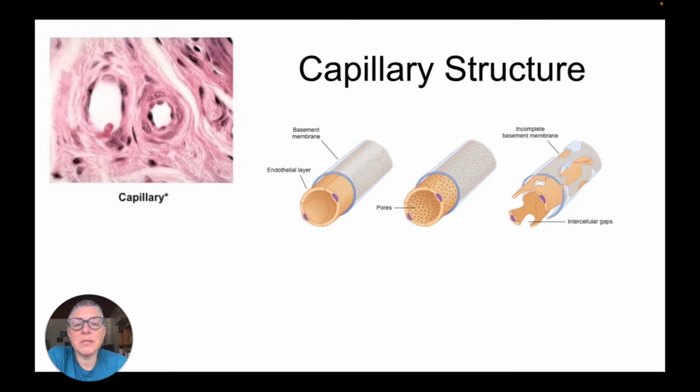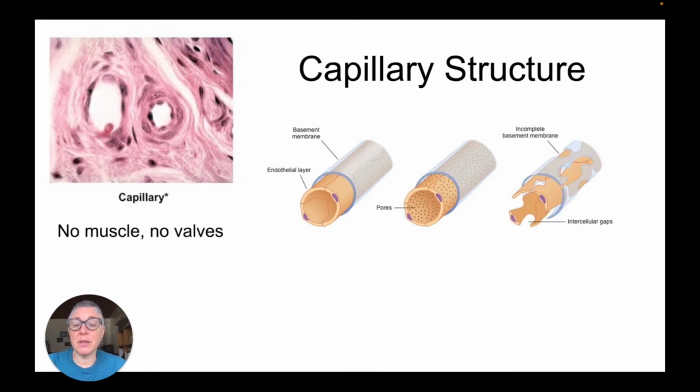For this purpose, we're just going to use the first diagram, just the basic structure and function of the capillary. A little bit later, we'll get into some of the other functions regarding the capillary structure that has the gaps, but for now, just for the basics, we're just going to go with the basic structure here.